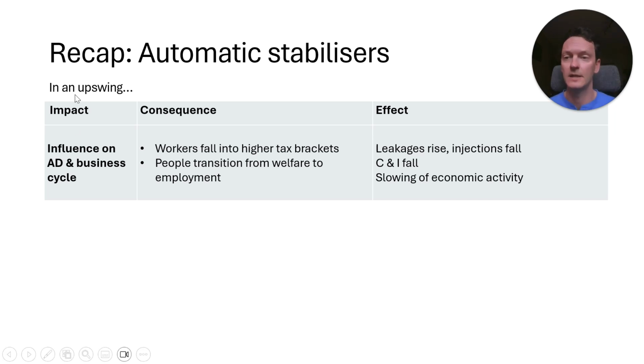For the purposes of this slide, we're just going to go with when there's an upswing. Now, if there's a downturn in economic activity, the effects are just reversed. Okay, so there's no point going through those as well. So when there's an upswing in the business cycle, you're going to find workers falling into what we call here higher tax brackets. I've crossed that out. Didn't mean to cross it out. Meant to underline it, but I didn't.